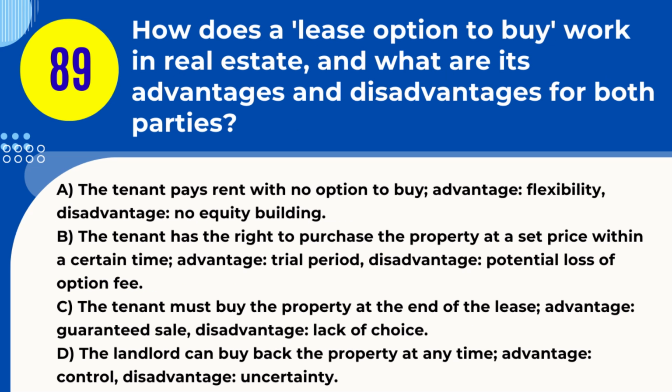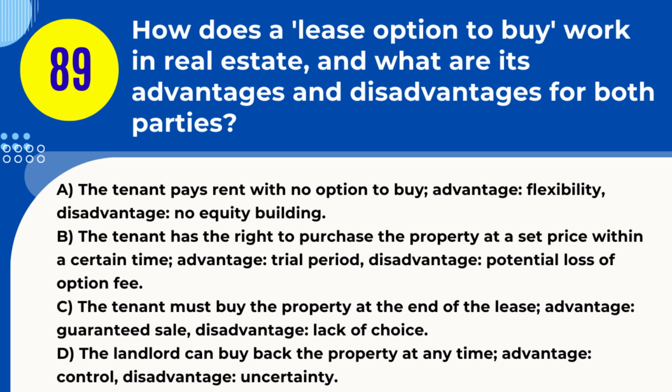Question 89. How does a lease option to buy work in real estate, and what are its advantages and disadvantages for both parties? A. The tenant pays rent with no option to buy. Advantage: flexibility. Disadvantage: no equity building. B. The tenant has the right to purchase the property at a set price within a certain time. Advantage: trial period. Disadvantage: potential loss of option fee.